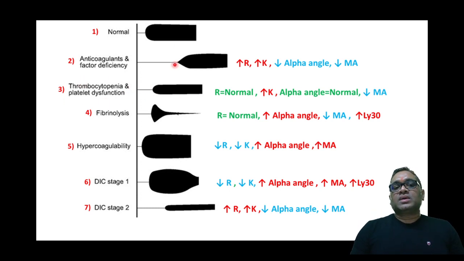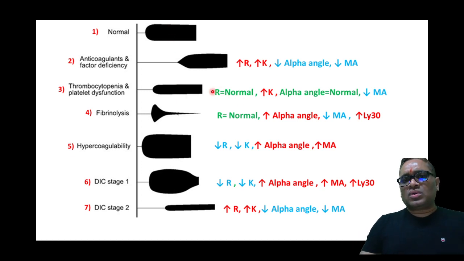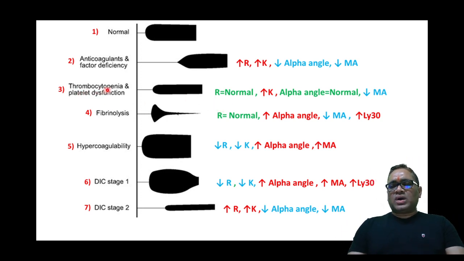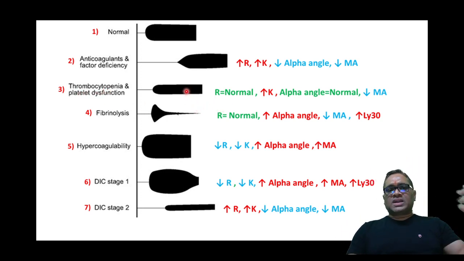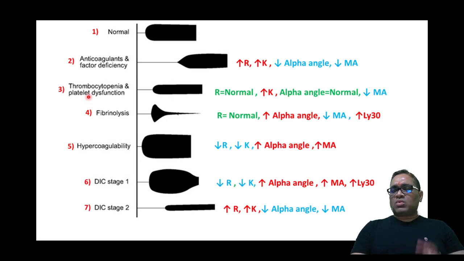Now you look at this one and compare this one. Can you see the maximum amplitude here and maximum amplitude here? See, that's what I said. You don't look at everything, right? When you are dealing with a patient whose platelet count is less, and you are seeing a thromboelastogram like this, and you find that the maximum amplitude has been reduced, that means there is a qualitative or quantitative defect in the platelet. You have to give platelet transfusion or desmopressin, right?